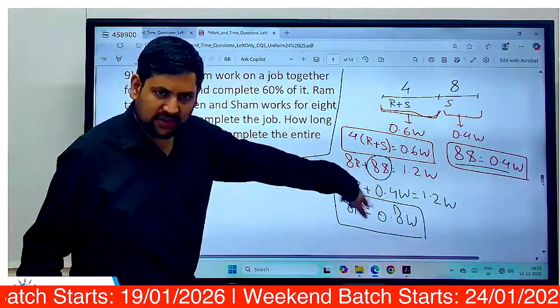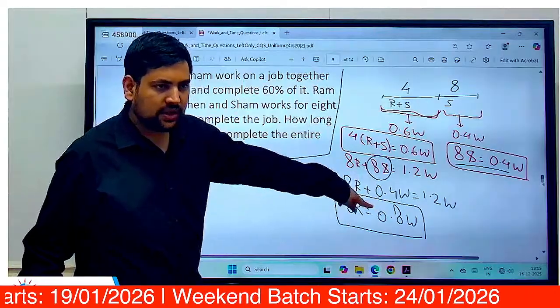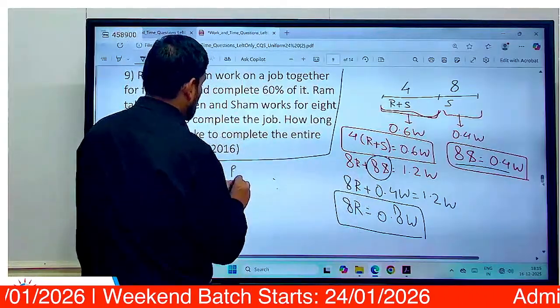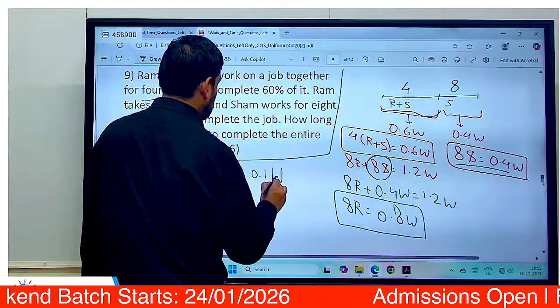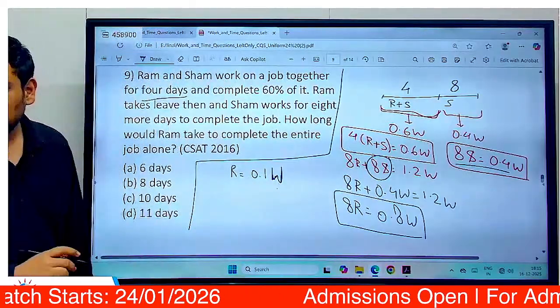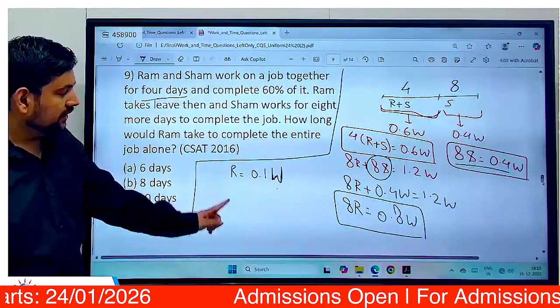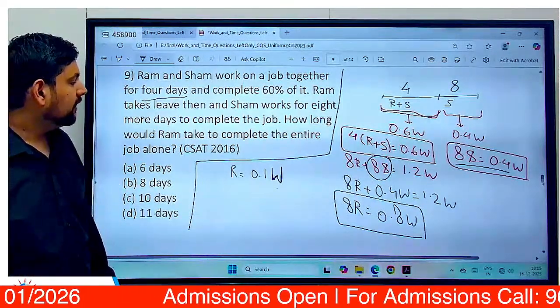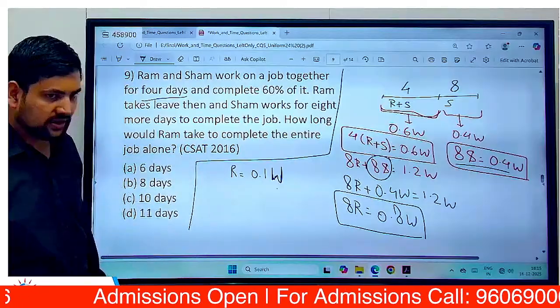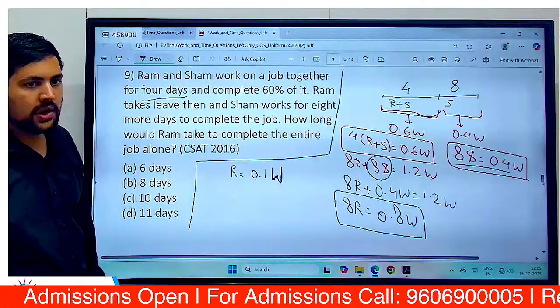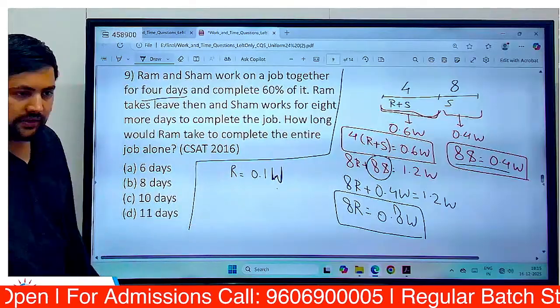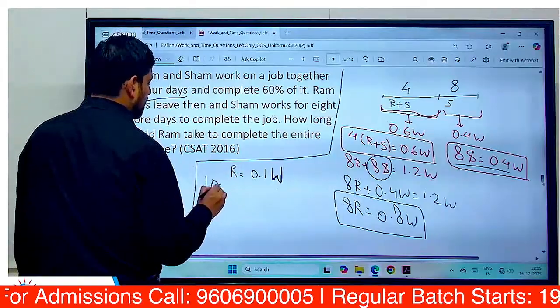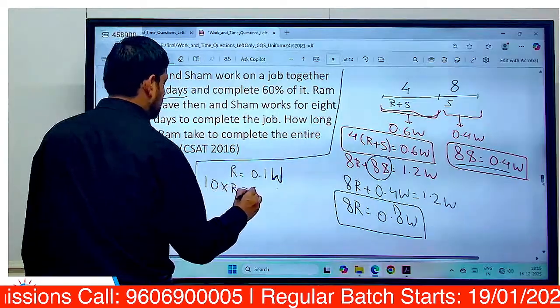Now, of course, I can cancel out 8 with 0.8. So I will get R is equal to 0.1 W. Now, just by seeing this also, you can get to the answer. Let's say I multiply both sides by 10. Then what I'll get? 10 into R is equal to W.